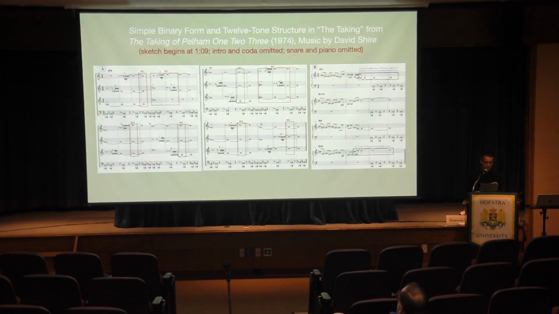The scene of the hijacking divides into 2 parts. First, the hijackers take the train. Second, they prepare to get the train moving again. As slide 14 shows, Shire composes a simple binary form to fit the scene. Part 1 arpeggiates the trichords of the row as a succession of sustained chords. Part 2 mimics the attempt to get the train moving through several rhythmically active row statements.